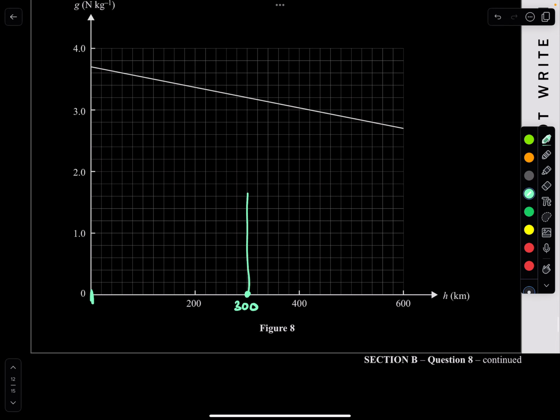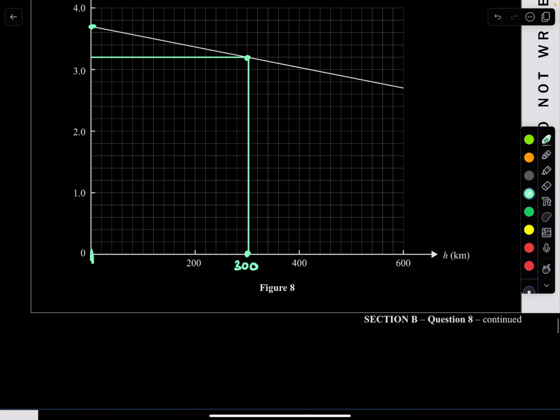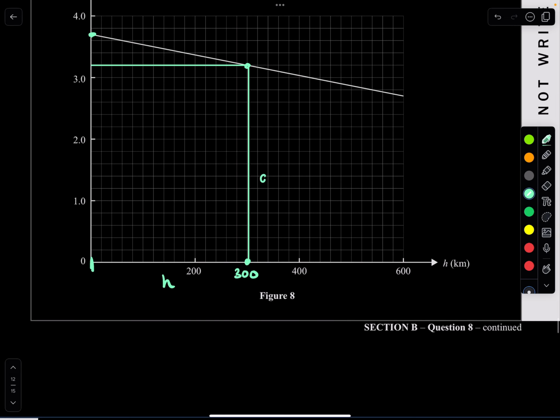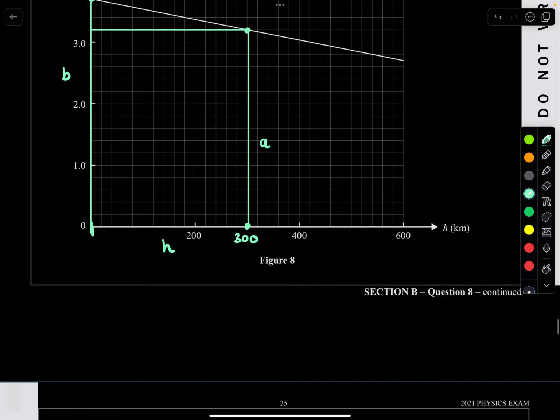So put that upwards. Beautiful. And so it's an actual trapezium. So this is our trapezium formula to calculate the area. So your height is this. This is your A. And this from here to here is your B.